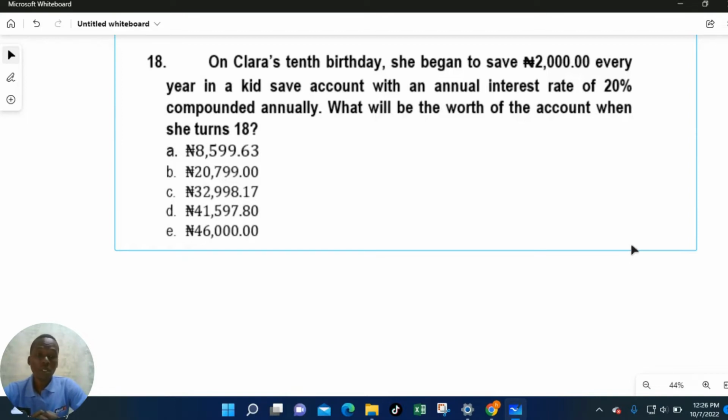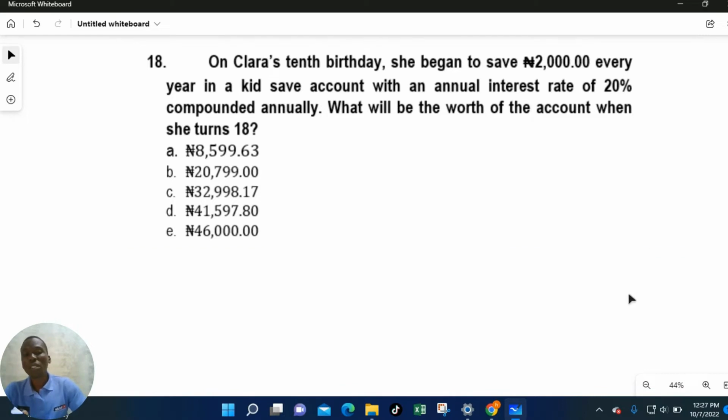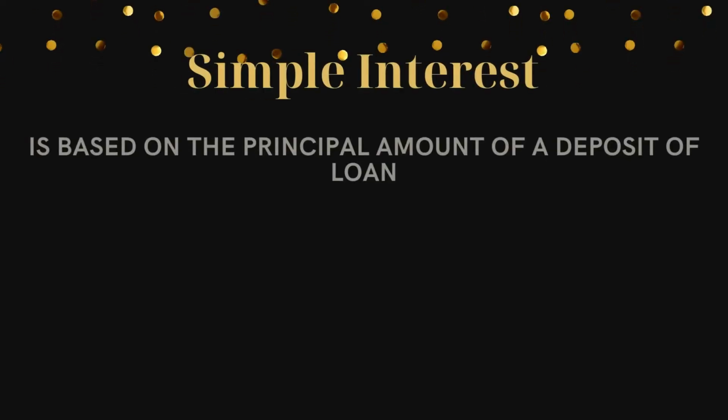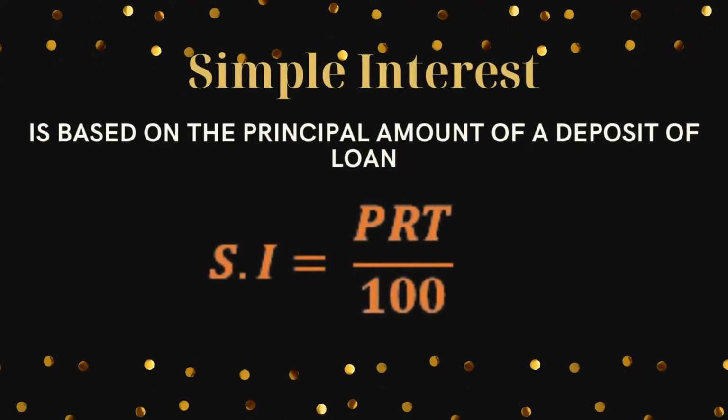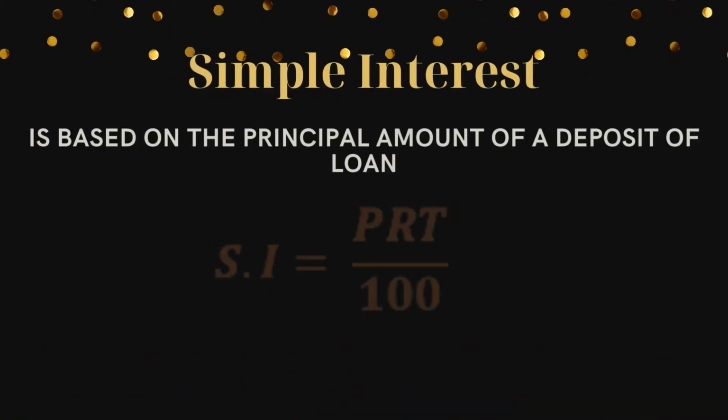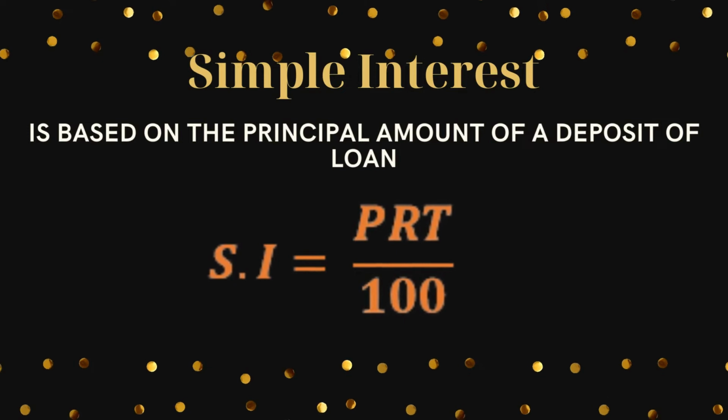This question promises to be an interesting one because a lot of people have confused compound interest with simple interest. But in this video tutorial, I'm going to tell you the sharp differences between these two kinds of interest. Now, simple interest is an interest that is based on the principal amount someone deposits, the principal amount of a deposit someone puts either in a bank or a loan you collect.